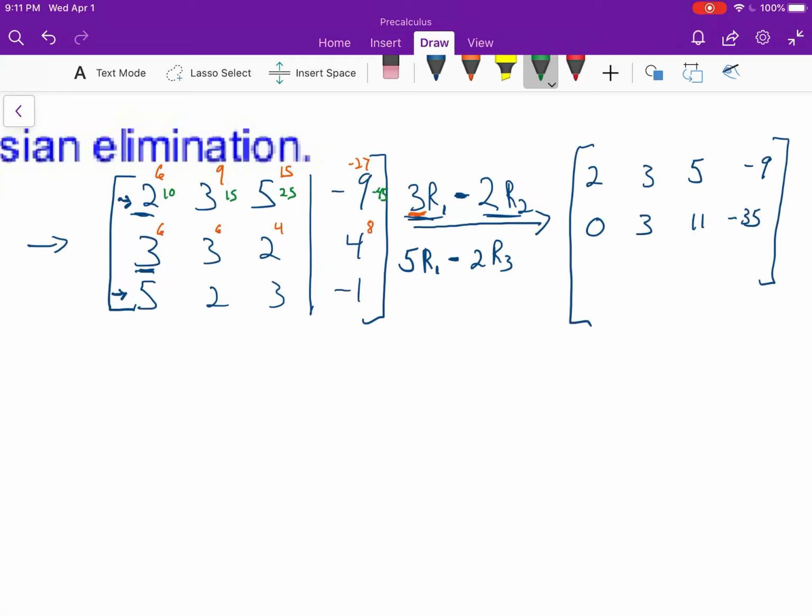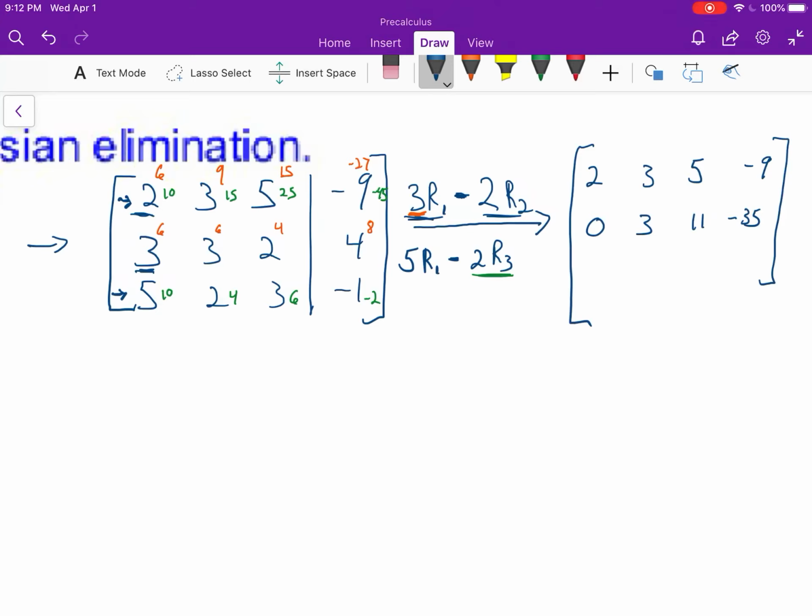And then I'm going to do 2 times row 3. 2 times 5 is 10. 2 times 2 is 4. 2 times 3 is 6. And 2 times negative 1 is negative 2. And now I can combine those green ones to get my third row.